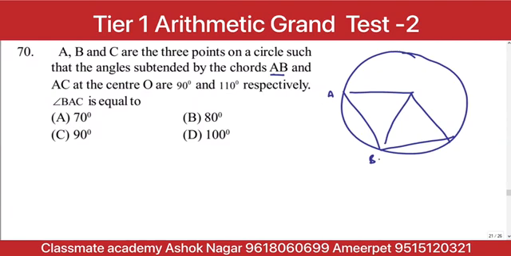This is AB. This is AC. Angle subtended at the center, respectively, is 90 degrees and 110 degrees. He's asking you BAC, which means he's asking you this angle. If it is 200, can you tell me what is the opposite angle here? 160. If it is 160, the angle subtended at the center will always be twice this angle. Therefore, how much should it be? 80 degrees. It is 160 by 2.